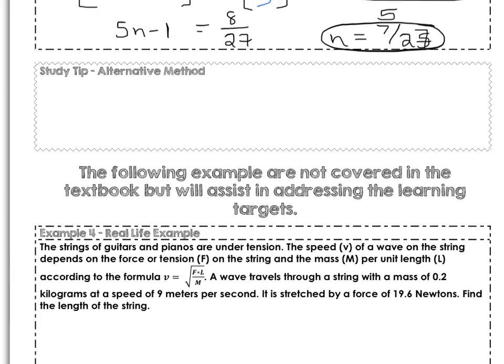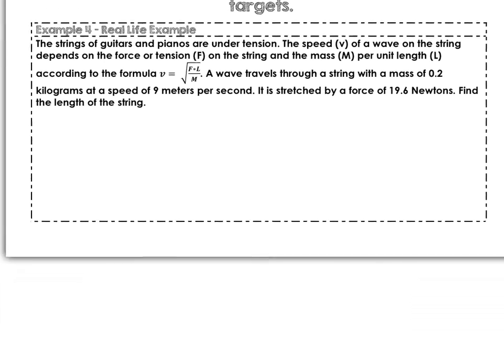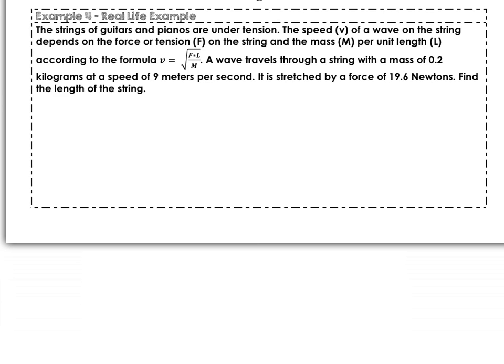All right, let's take a look at this real-world example that I've created for you, because that's the other part of this learning target. Solving equations when given a formula or given a real-world situation. So we have this problem. The strings of the guitars and pianos are under tension. The speed v of a wave on the string depends on the force or tension F on the string and the mass m per unit length L. According to the formula, v is equal to the square root of force times length over mass.